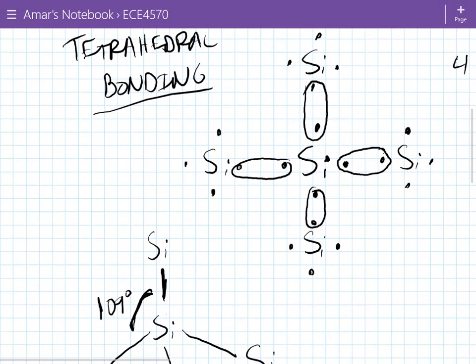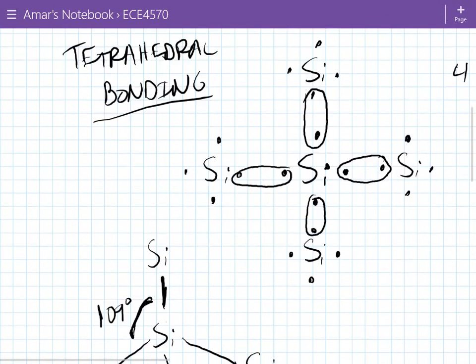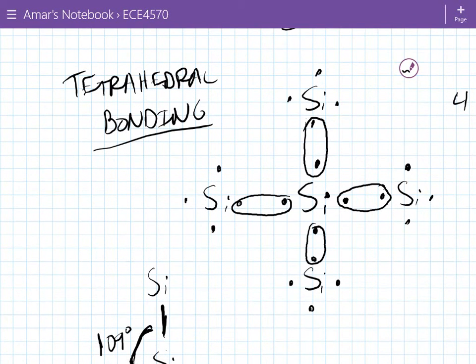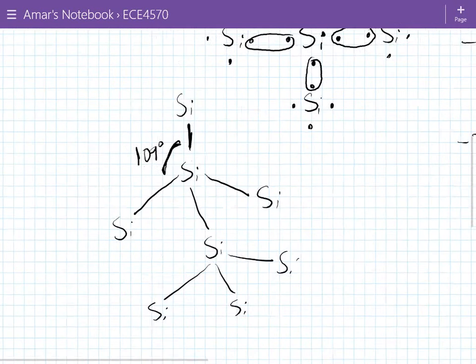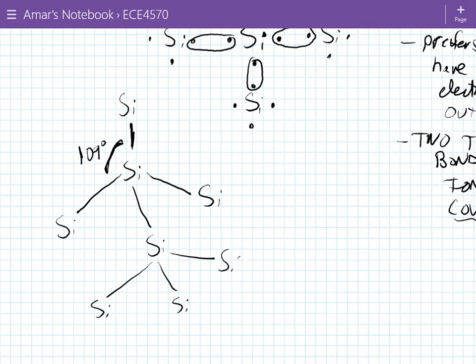Any questions so far? Okay, main points here. These are covalent bonds that are forming between adjacent silicon atoms. Each silicon atom is bound to four other silicon atoms around it, tetrahedral bonding. The bond angle between these is not that important for this class, but if you go into a more detailed class in quantum mechanics, then those types of bond angles are, in fact, very important.